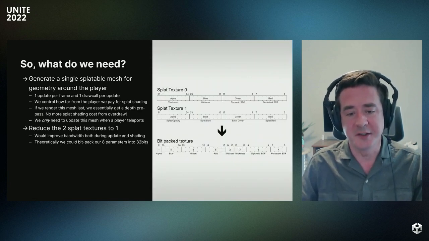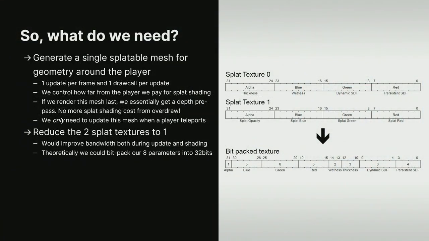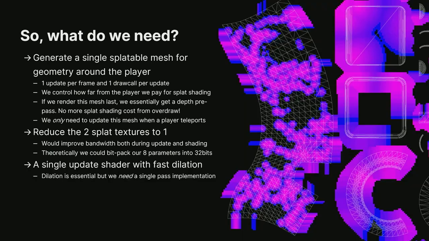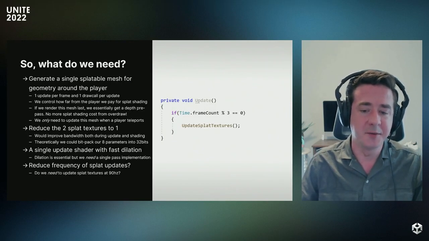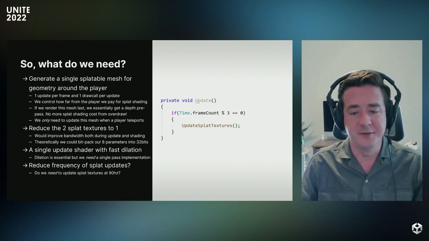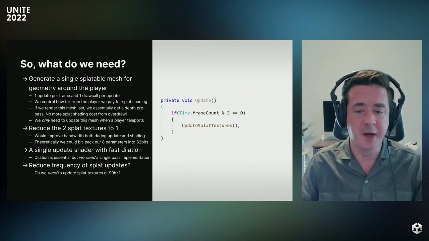Ideally, also, we could reduce the 2 splat textures to 1. This would improve bandwidth both during update and shading. And theoretically, we could bit pack those 8 parameters into 32 bits. An example on the right of how we could potentially do that. And it would be really great if we could figure out how to speed up this dilation shader. This is something that we can't get around. We have to be able to fix the seams. So dilation is absolutely necessary. So we need to find a way to do that fast as well. And finally, do we actually need to be updating splats at frame rate? There's a good chance we might be able to update the splat textures at a lower frequency than the main camera.